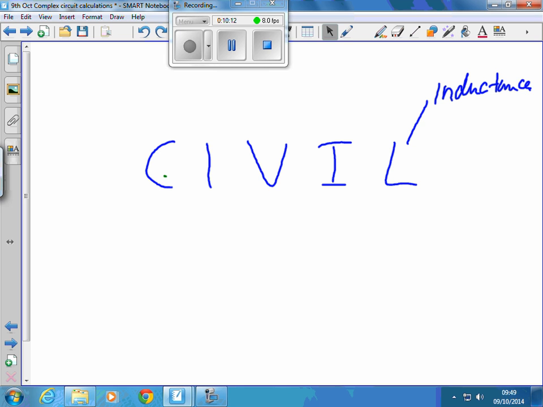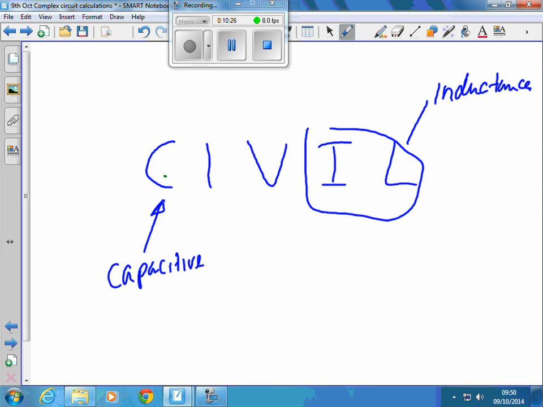In a capacitive circuit, which we're going to look at in a minute, we forget this L up this end and this I, we forget them bits, and we say in a capacitive circuit, current is ahead of or leads the voltage. We say voltage is lagging the current. So that will always apply.